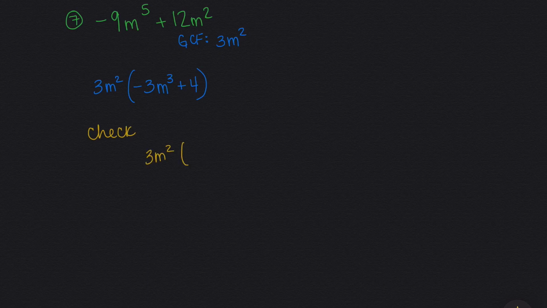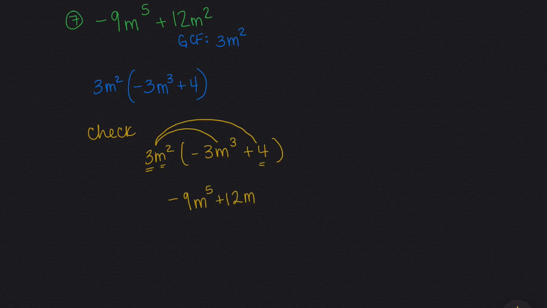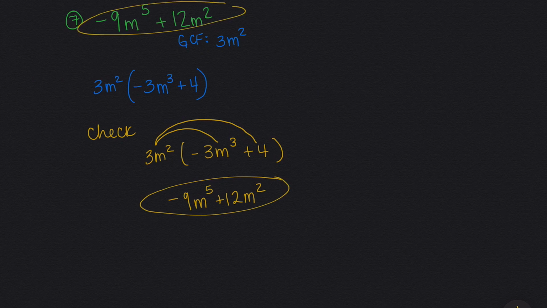3m squared times negative 3m cubed plus 4. We multiply 3m squared times negative 3m cubed. Well, 3 times negative 3 is negative 9. Then m squared times m cubed, remember we add the exponents, that would be m to the 2 plus 3, which is 5. Next we multiply 3m squared times 4. 3 times 4 is 12, and just bring down that m squared with it. Let's look at our answer here, and let's look at the original. There we go, we have a match, so we know that we factored this correctly.